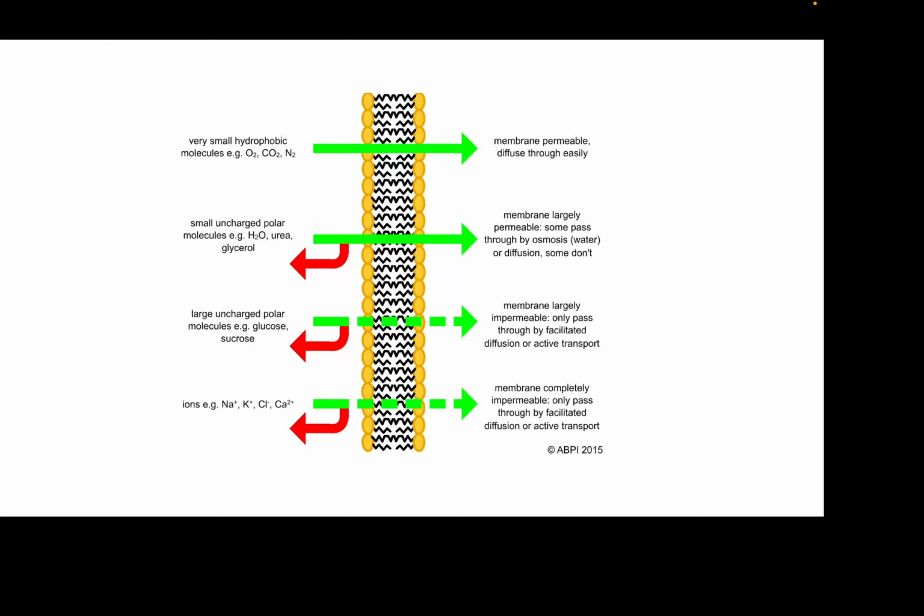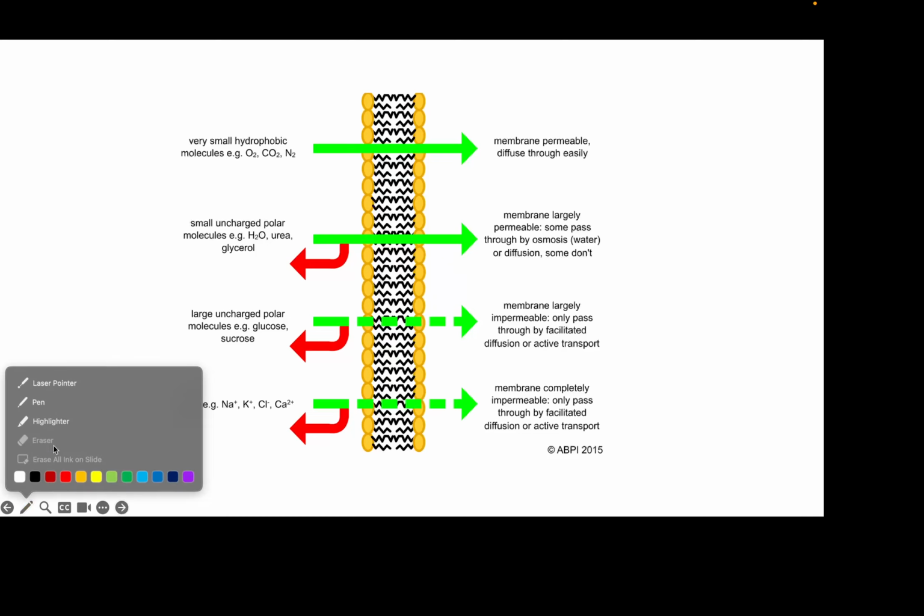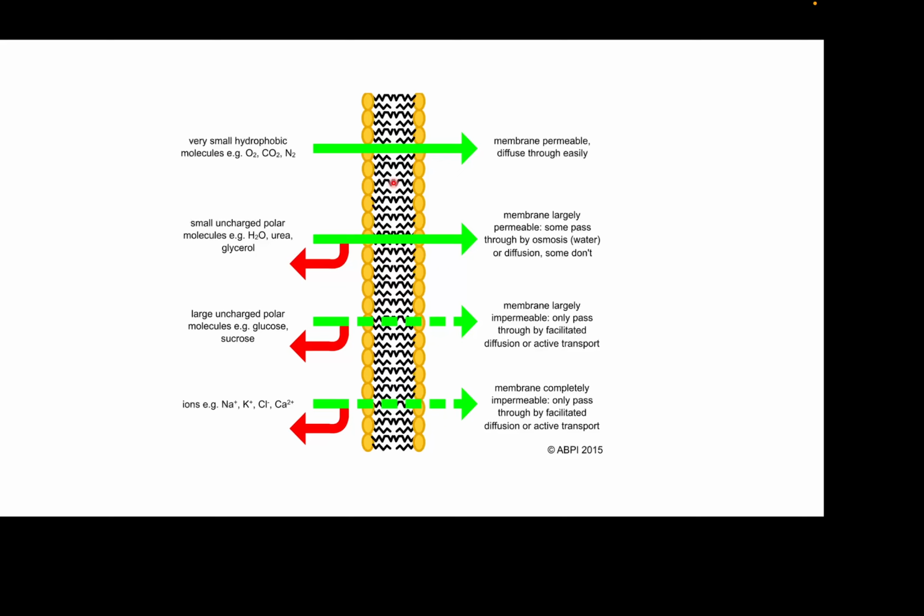For small uncharged polar molecules such as water, urea, glycerol, they are largely permeable, but some are not allowed across the membrane. So some can pass through osmosis or diffusion and some don't. And why not? Because they'll face a huge energy barrier when they are entering into the hydrophobic environment of the membrane, this part.